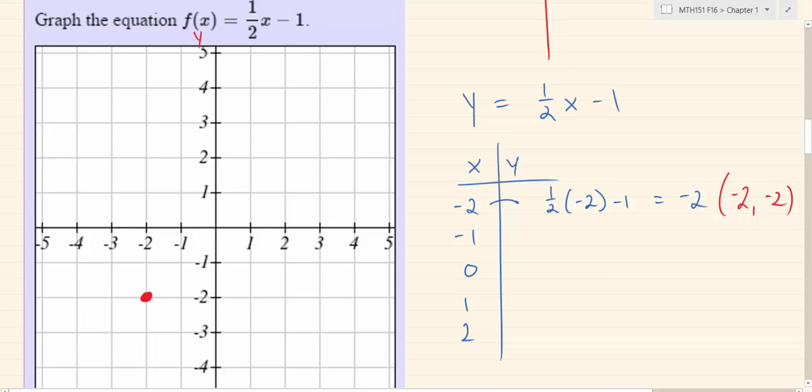So you do this with the -1, and you plot a point. And then you do it with the 0, and you plot a point. Point, point, point, point. Trust me, this is what these come out to be. This is one way to graph a line.